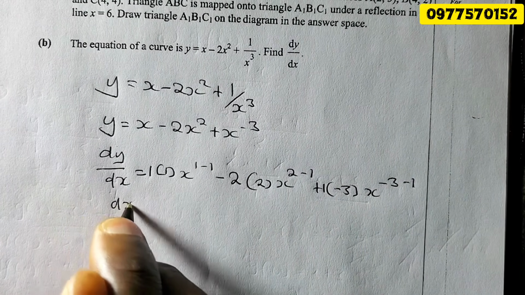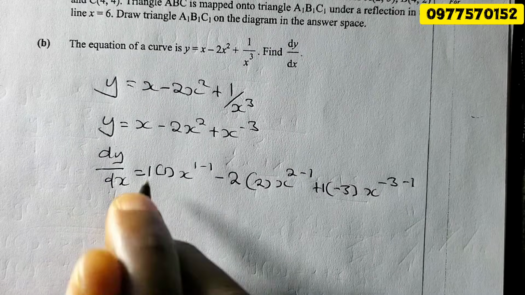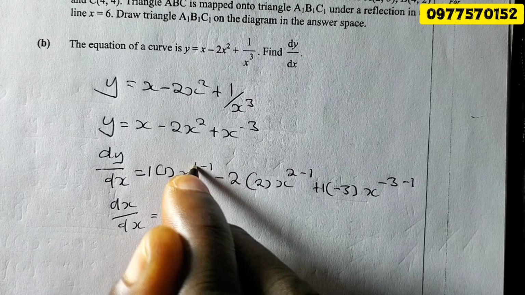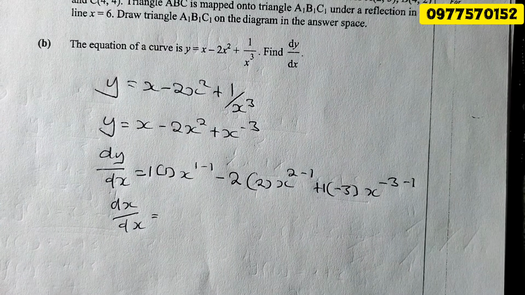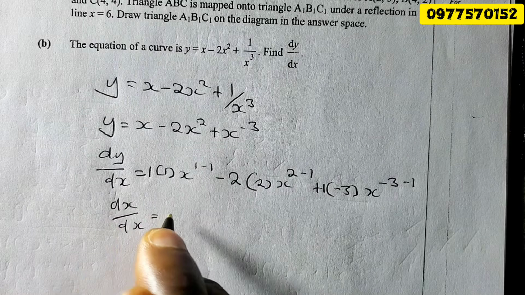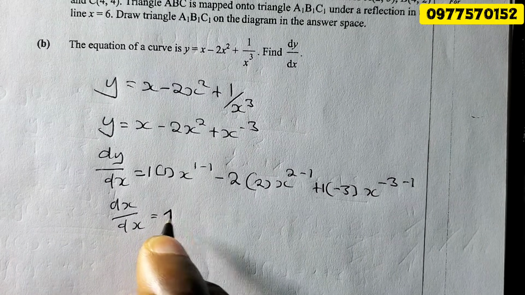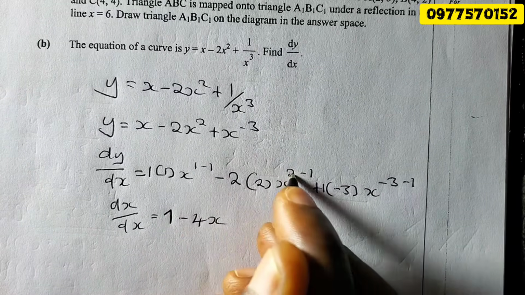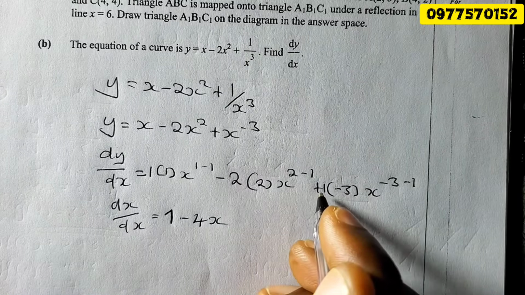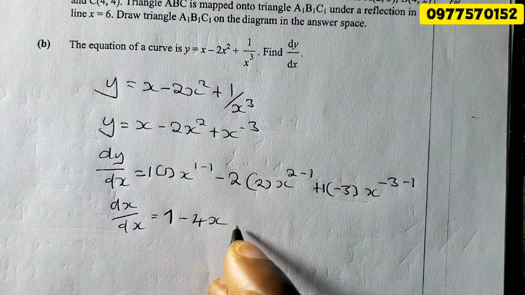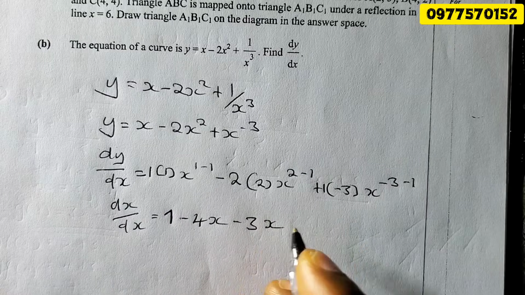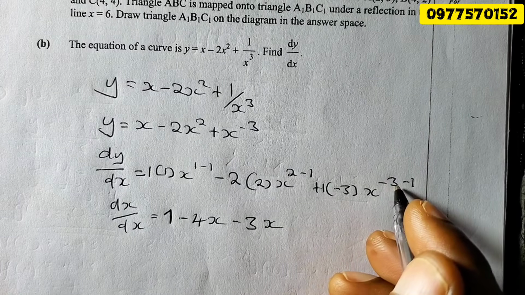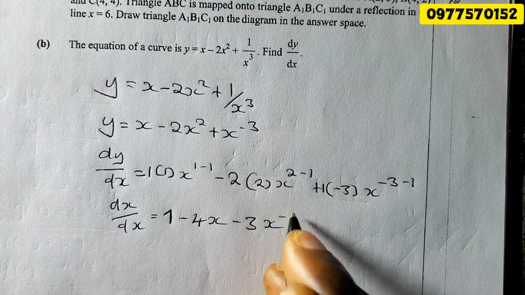So here dy/dx is equal to 1 times 1 is 1. Then check. 1 minus 1 is what? 0. So anything raised to the power 0 is what? 1. So here we're just remaining with 1. Negative 2 times 2 is negative 4x. 2 minus 1 is 1. Check here. Positive 1 times negative 3 is negative 3x. Then look at this. The power negative 3 minus 1 is negative 4.